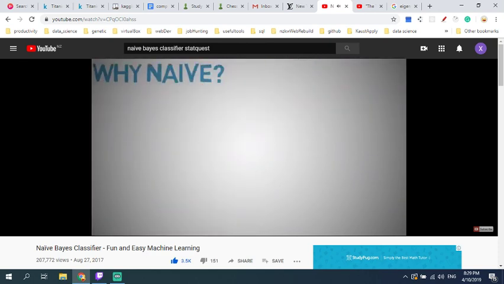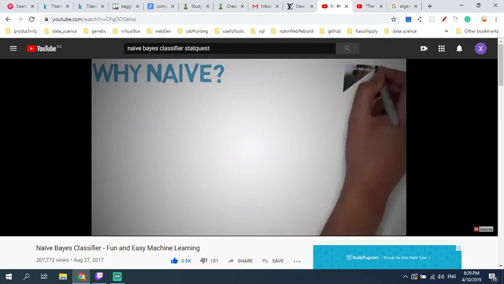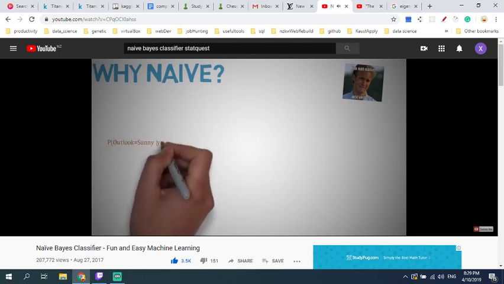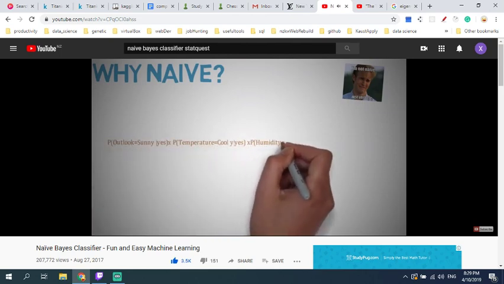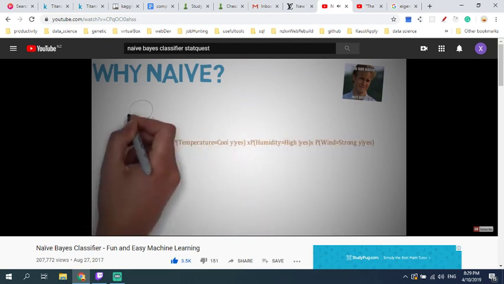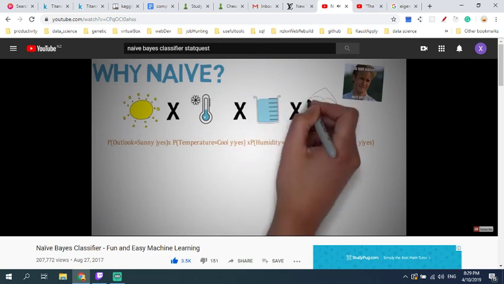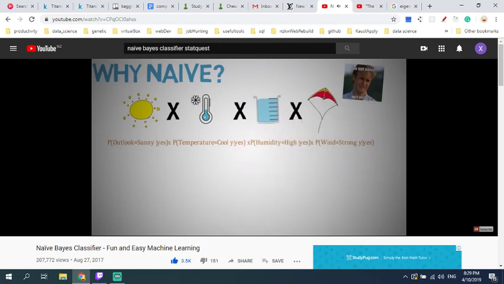Probability theory says if several factors don't depend on each other in any way, the probability of seeing them together is just the product of their probabilities. So in our example earlier, we have the probability that outlook equals sunny given a yes times the probability of temperature equals cool given a yes times the probability that humidity is high given a yes times the probability of the wind equals strong given a yes.